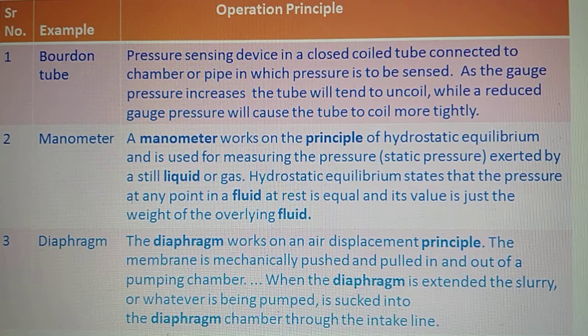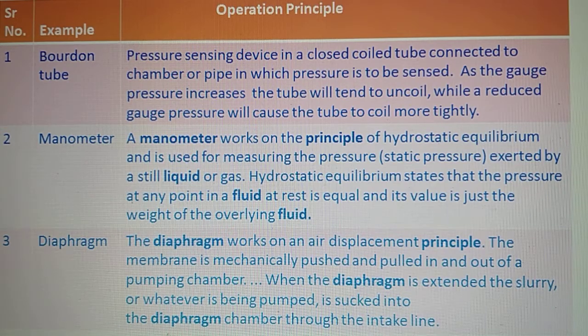Now let's go for the manometer, and I'm sure you have used the manometer in the labs, so you are quite aware of its operating principle. This manometer works on the principle of hydrostatic equilibrium and is used for measuring pressure. Generally it measures the static pressure, not the dynamic pressure, because the water in the bottle or in the pipe is static, not moving. So it measures the static pressure exerted by the still liquid, that means a steady liquid or a gas.